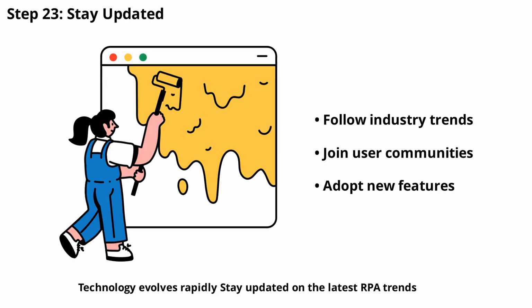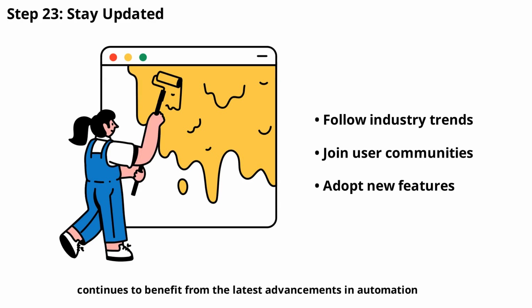Technology evolves rapidly. Stay updated on the latest RPA trends, features, and best practices. Attend webinars, read industry blogs, and participate in user communities. Keeping up with new developments ensures your business continues to benefit from the latest advancements in automation.